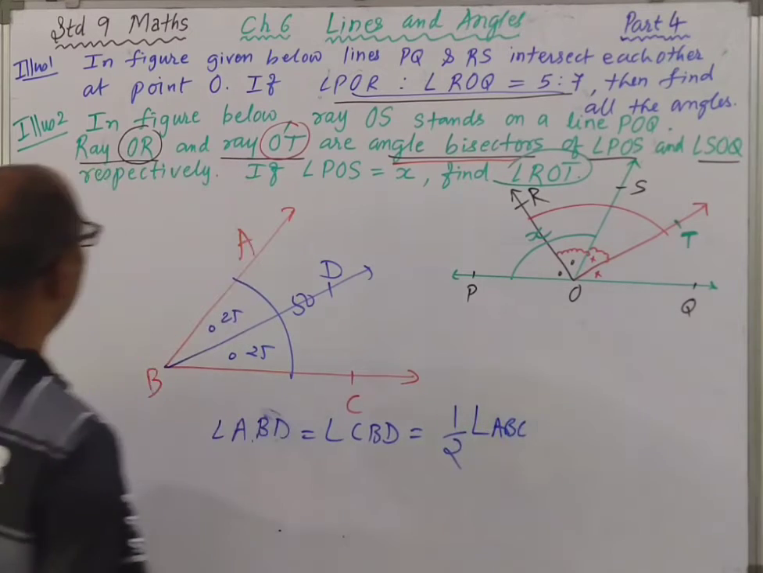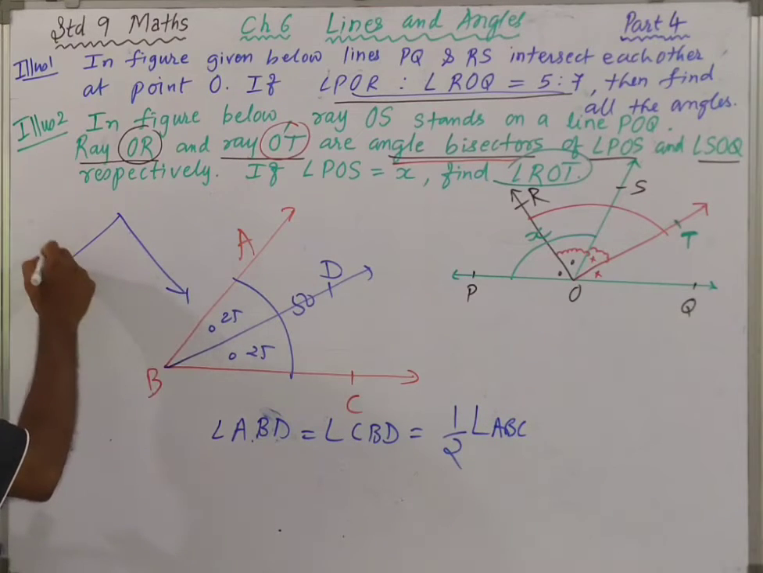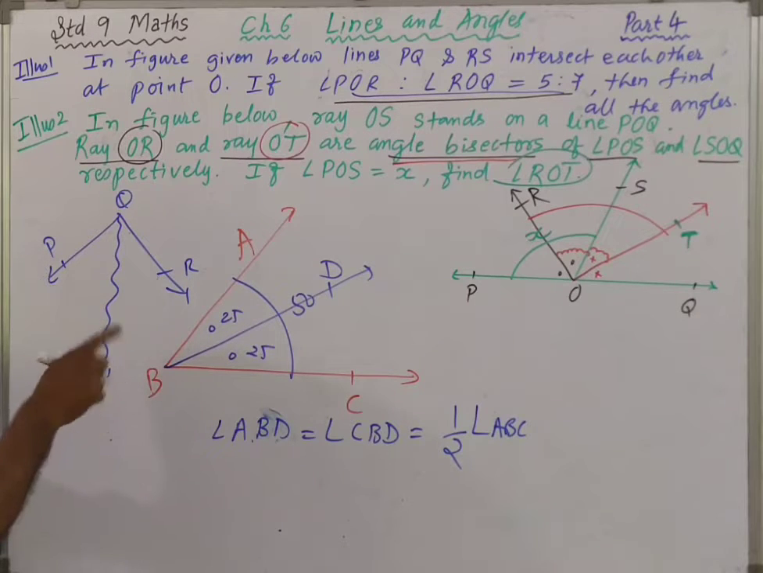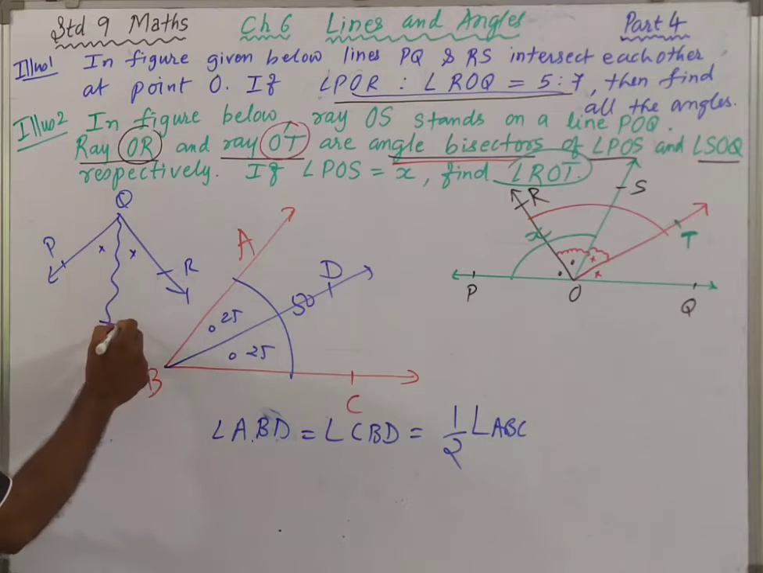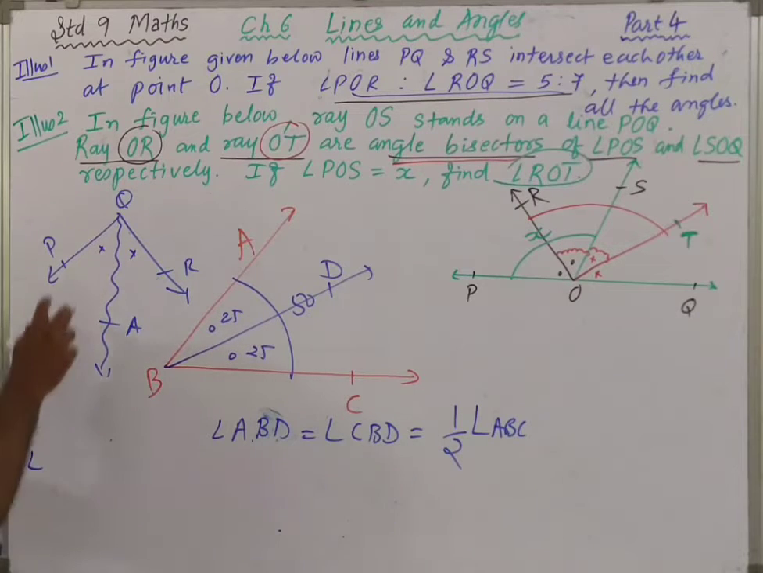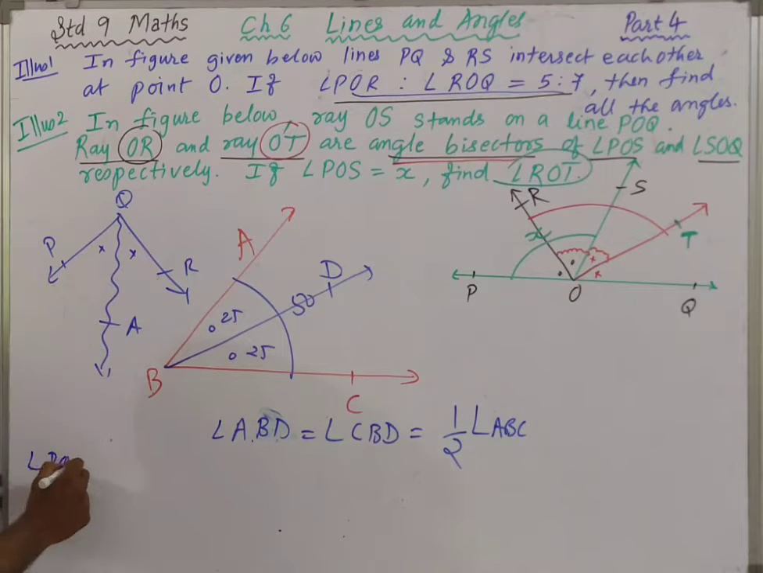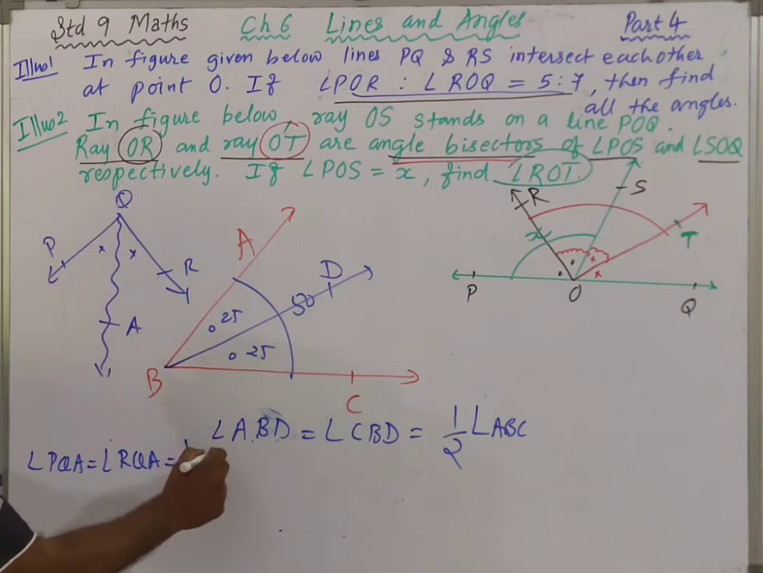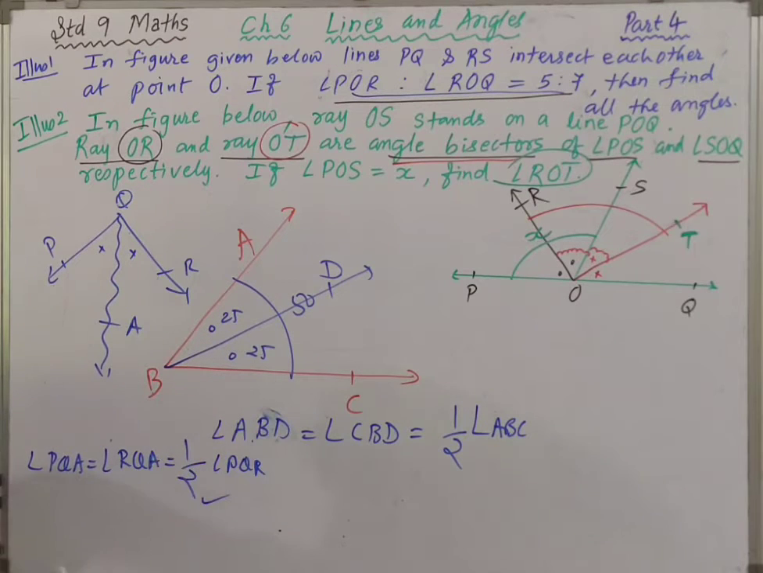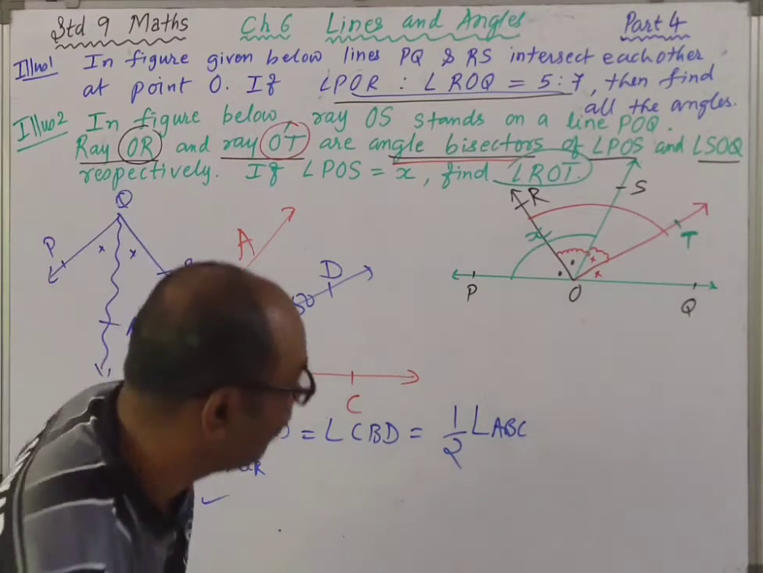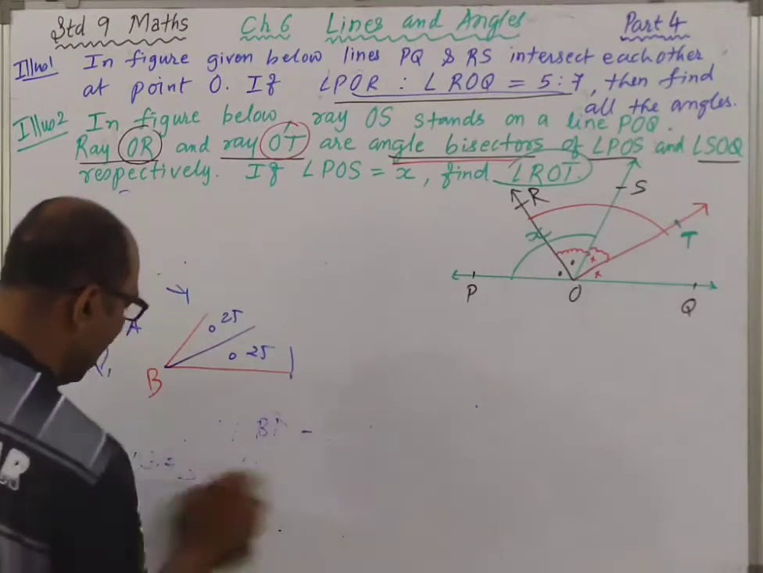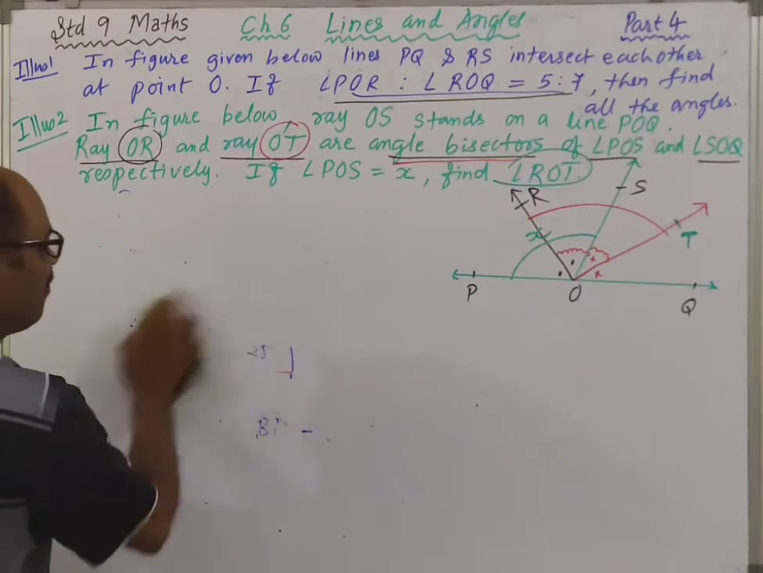One more. This is angle PQR. Don't draw the serpentine line, I drew it only to explain. This is a bisector. QA is a bisector. So you can say angle PQA is equal to angle RQA is equal to half of angle PQR. This is what we get from angle bisector. Okay? So we are going to use that. How? Let's see.